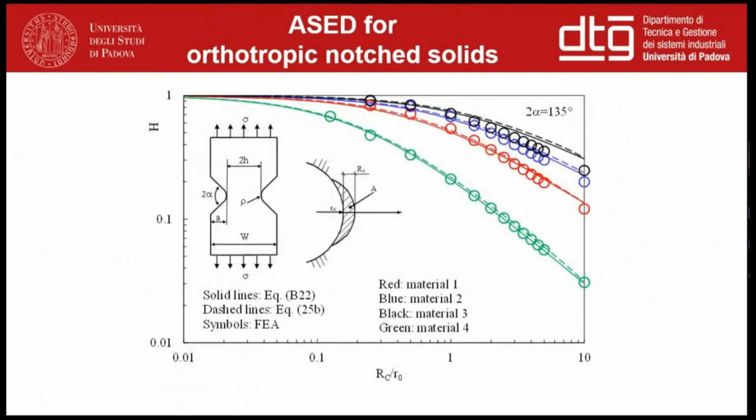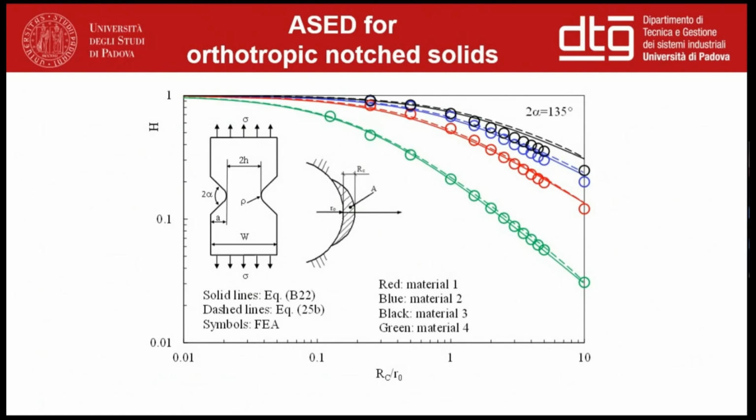This was necessary because we have used for calculations some expressions for the stress field which are not exact. They are accurate but approximated. The approximation is very good, and indeed you can see the comparison between the theoretical prediction and the numerical data, which are the symbols, is very satisfactory.